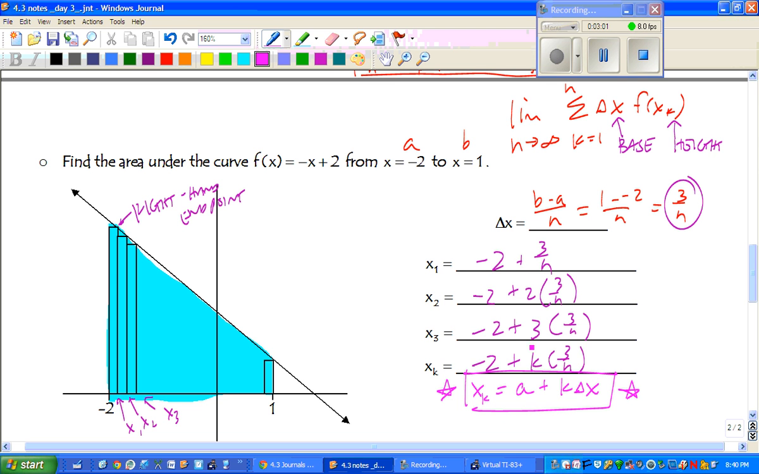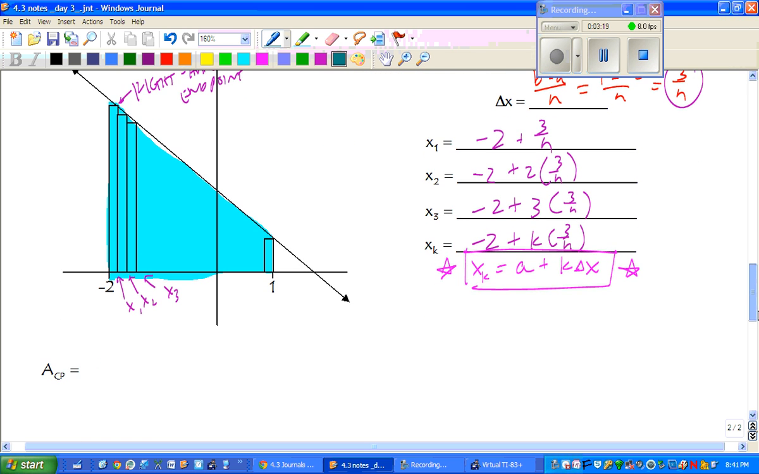Right, so you don't necessarily have to set up this whole thing like this. It's just going to be a, our first value here, plus k times delta x. That's if it's a right-hand endpoint. All right.